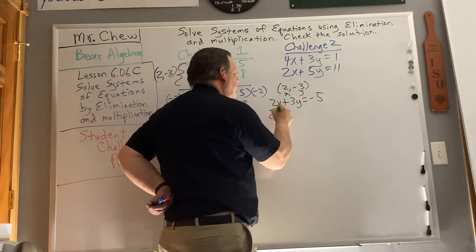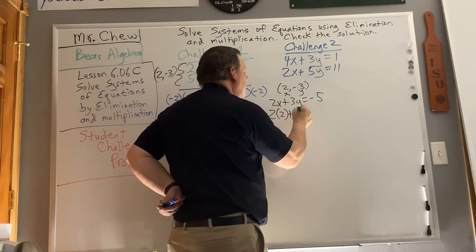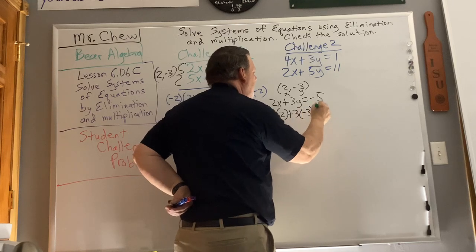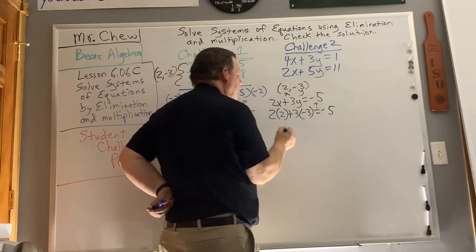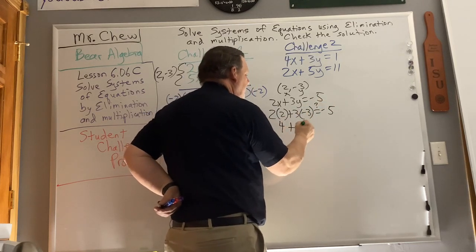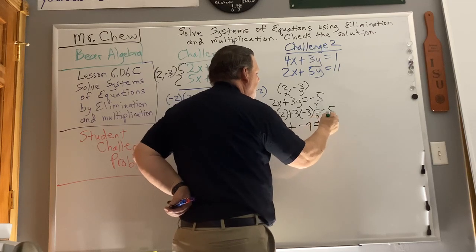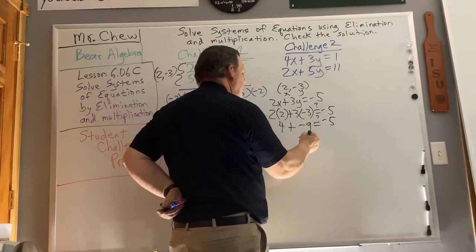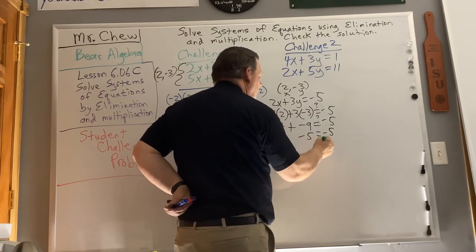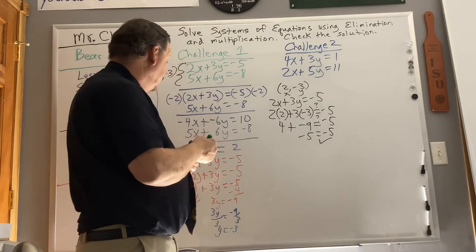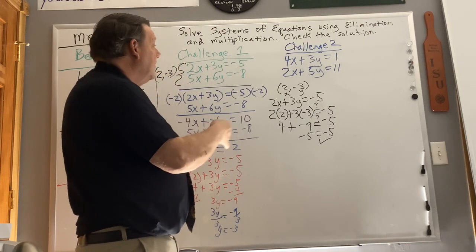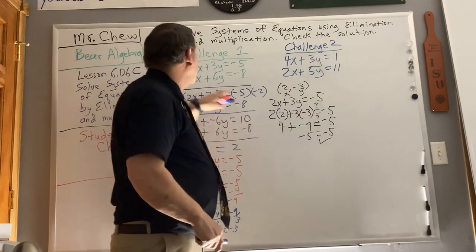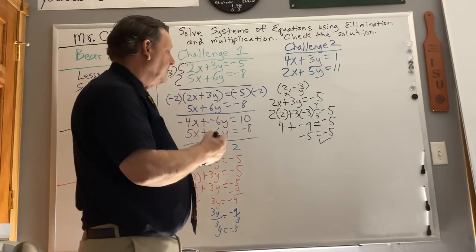So I substitute: 2 times 2 plus 3 times -3. Does that equal negative 5? 4 plus negative 9, does that equal negative 5? It sure does. And what does that mean? That simply means that the point 2, negative 3 is on the graph of the top line.